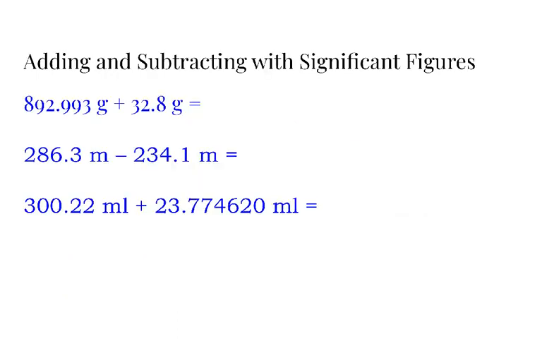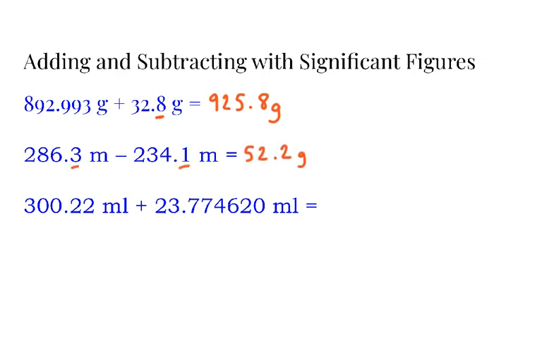Let's do some practice problems. 892.993 grams plus 32.8 grams gives me 925.793 grams. However, the measurement 32.8 grams was significant in the tenths place, and nothing more than that. That means that my answer also needs to be rounded to only have the tenths place, and nothing more than that.